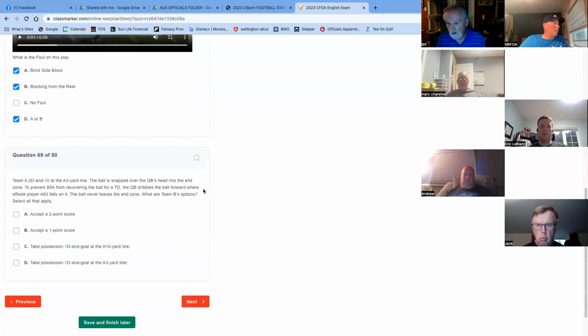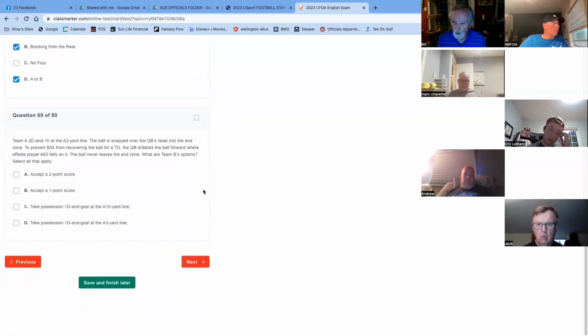Well, Michelle, it's blocking from the rear, not a block from behind. There's two different things. Illegal block is what you should say, though. Sure, yeah. Illegal block, you're right, sorry. Blocking from the rear is a forcible block into the back, as opposed to what you would see with hands pushing on the back, which we're calling a block.